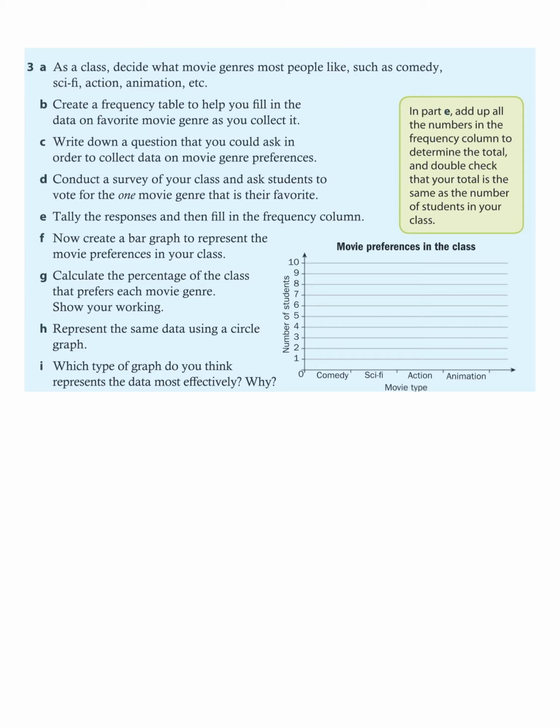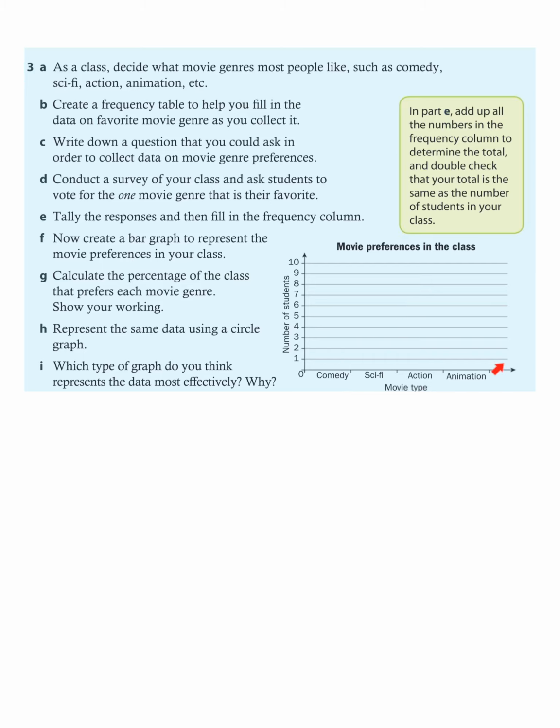Let's have a look at question 3. Now this is in practice 3, page 218. 3A, as a class, decide what movie genre most people like, such as comedy, sci-fi, action, animation. Look, why don't we just use those 4? So we've chosen those 4.